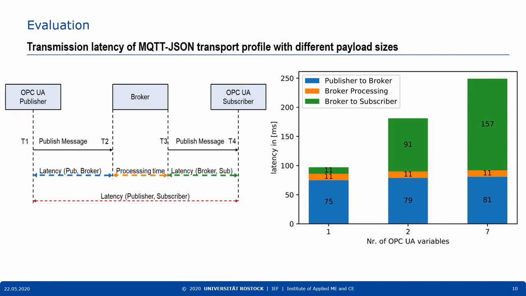Then the blue shares are the time between the publisher and the broker, which are nearly the same independent of the variable count. However, this doesn't hold true for the green share of these bars. As you can see, if we have a higher number of variables, then the transmission time increases unexpectedly. So this will also be investigated in the future.